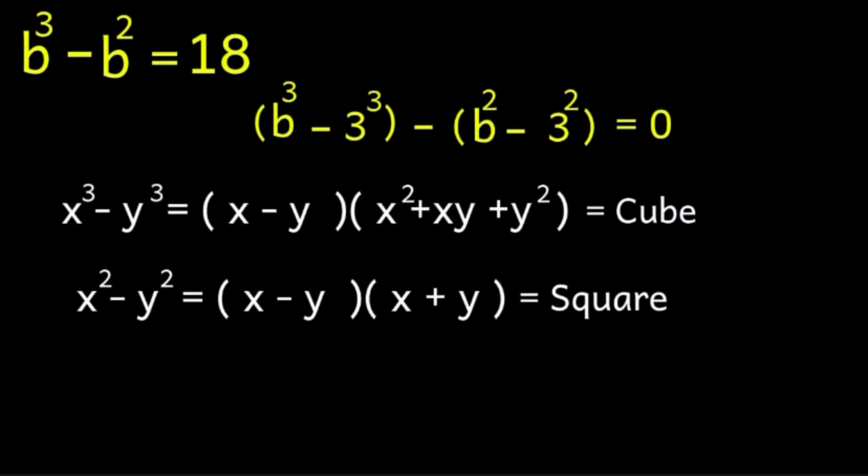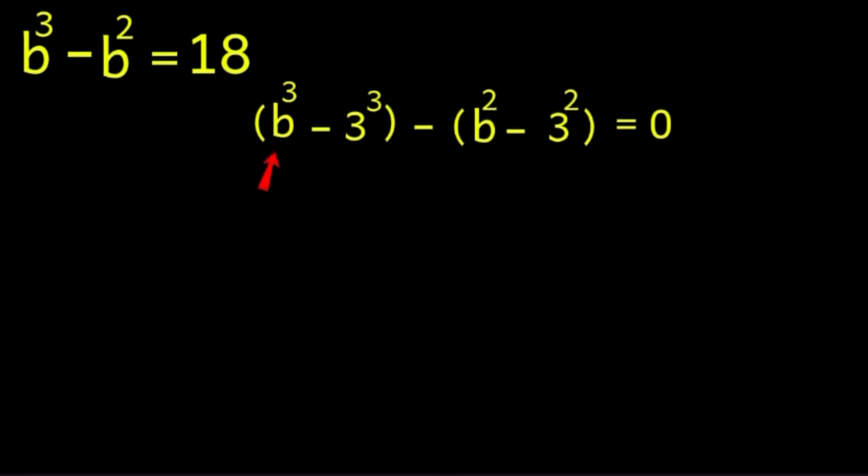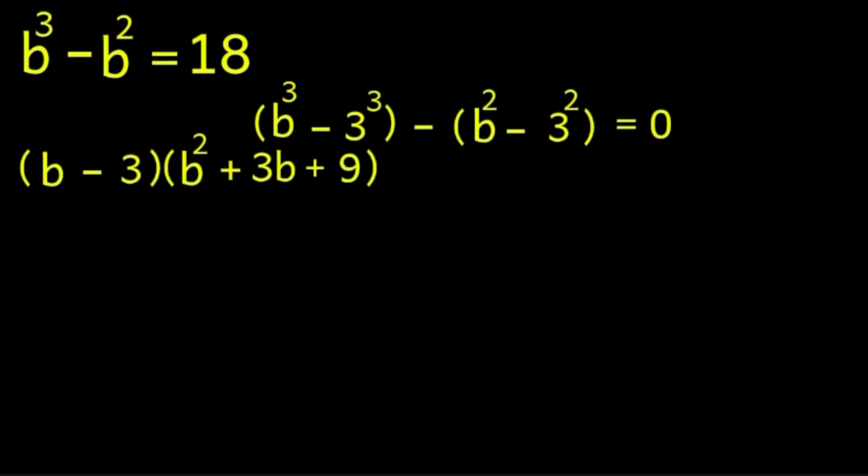Applying these formulas carefully, b cubed minus 3 cubed becomes (b minus 3) multiplied by (b squared plus 3b plus 9). And b squared minus 3 squared becomes (b minus 3) multiplied by (b plus 3). Substituting these into the equation.